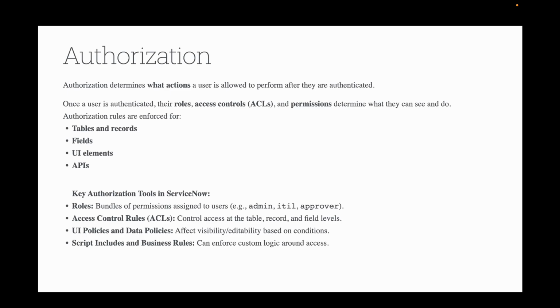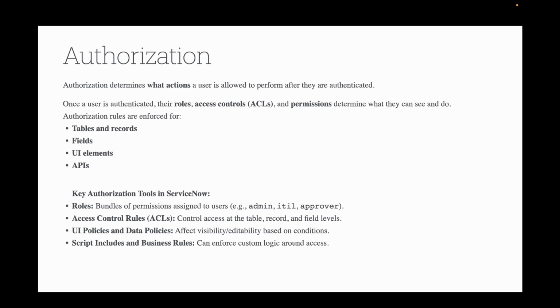Coming to our next thing, authorization. Once the authentication is done, the authorization process starts. Authorization determines what actions a user is allowed to perform after they are authenticated. So once you are allowed to enter the system, what actions can you perform in that system, what tables you can view, what fields you can view, what APIs you can access, and what records you can see. Those permissions are controlled using authorization, right? Once a user is authenticated, their roles, access controls, and permissions determine what they can see and what they can do in the instance.